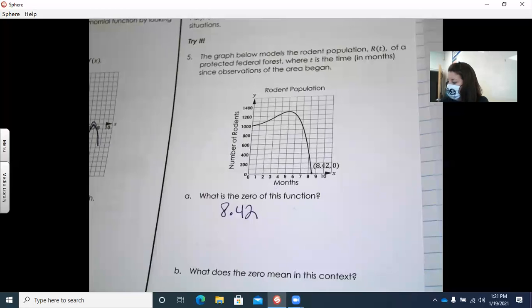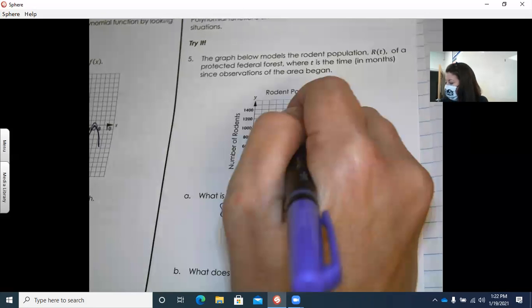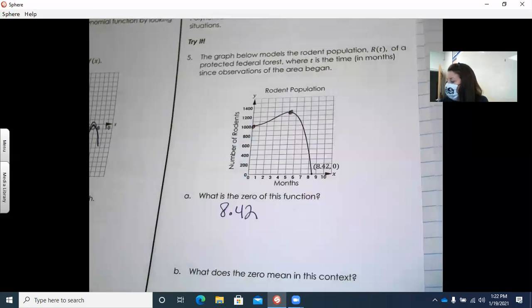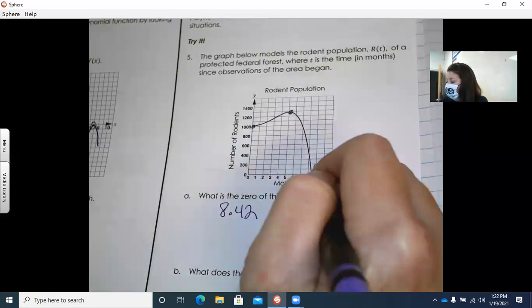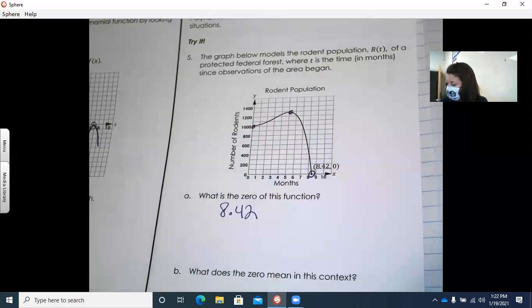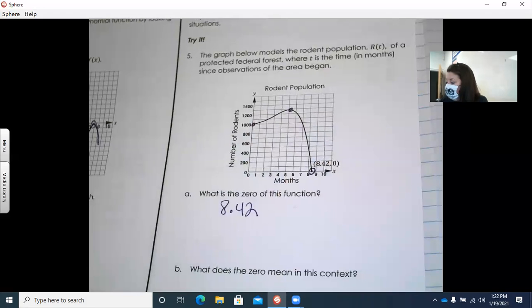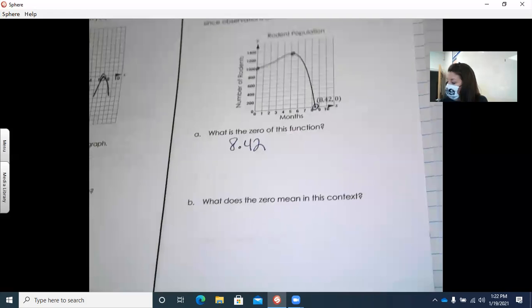About 1,000. What was the maximum number of rodents they ever saw, approximately? About 1,300. And how many months was that in? About 5 months in, right? When they started, there was about 1,000. About 5 months in, there was about 1,300 approximately. So what does this mean? In a little, almost 8.5 months, what does that mean? They did not observe any, right? In approximately 8.42 months, there were 0 rodents observed.